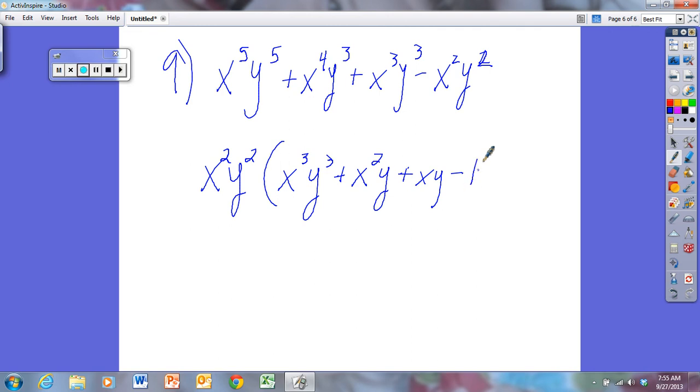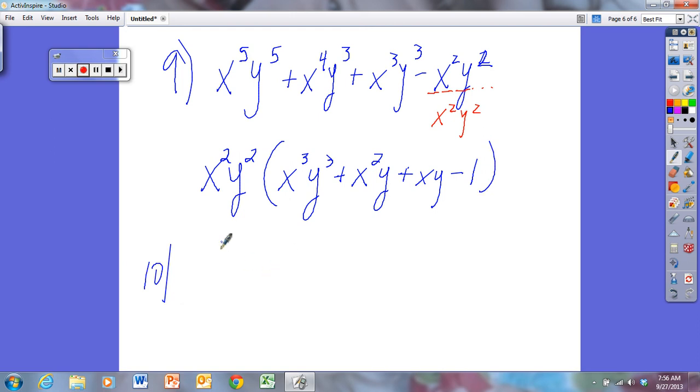Now this one's tricky. When you take out the whole term, you really get a 1. Because remember, we're really dividing. So when you divide this by x squared, y squared, you're left with 1. So, number 10.